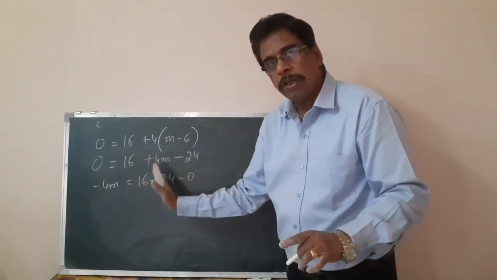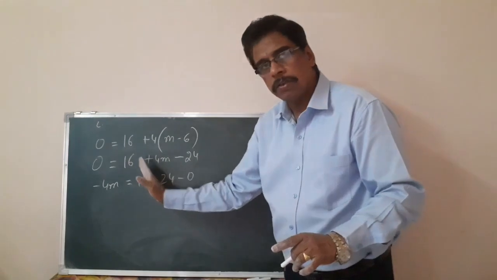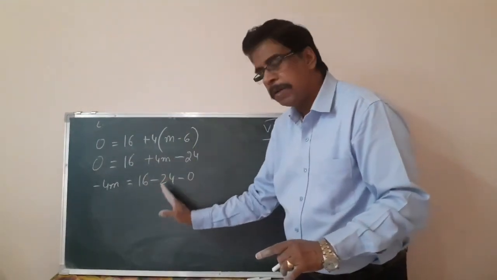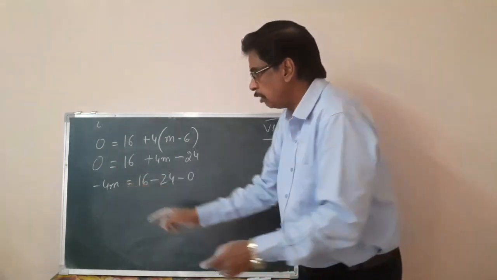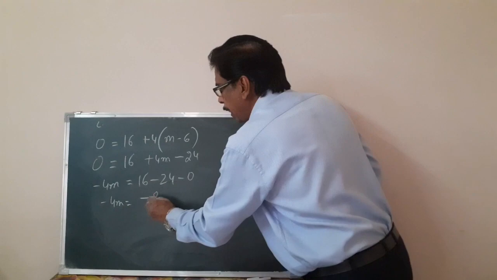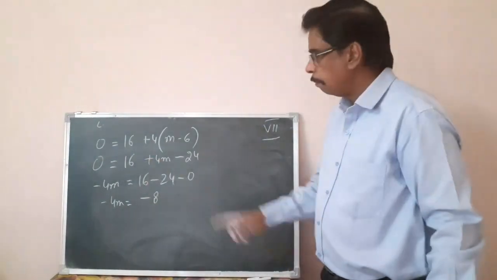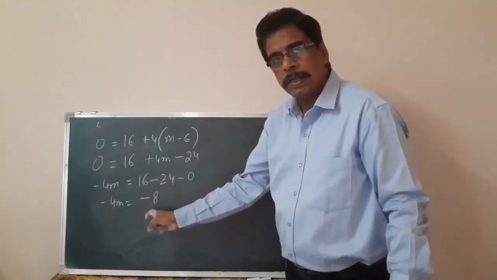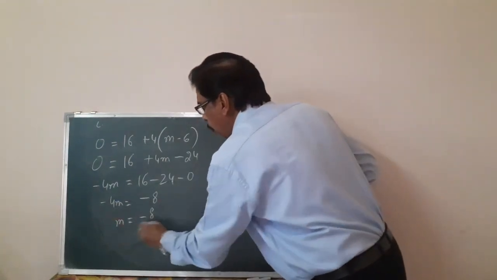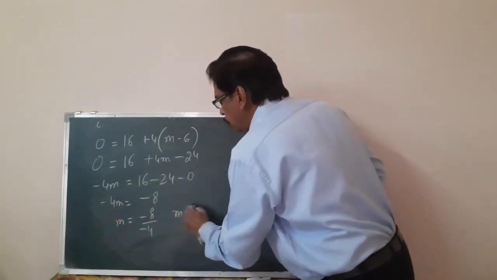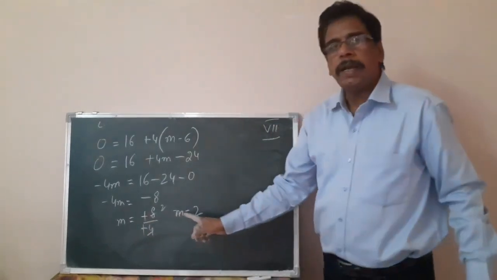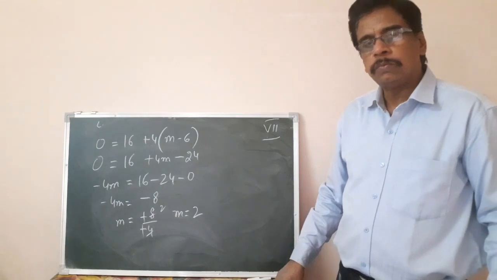16 is already on the right hand side because of the equal to sign. Let it be as it is. Minus 24 is on the right hand side. Let it be as it is. So minus 4m is equal to 16 minus 24 is minus 8. Minus 24 from 16 is minus 8. So m is equal to minus 8 upon minus 4. Minus signs cancel. 4 twos are 8. M is equal to 2.